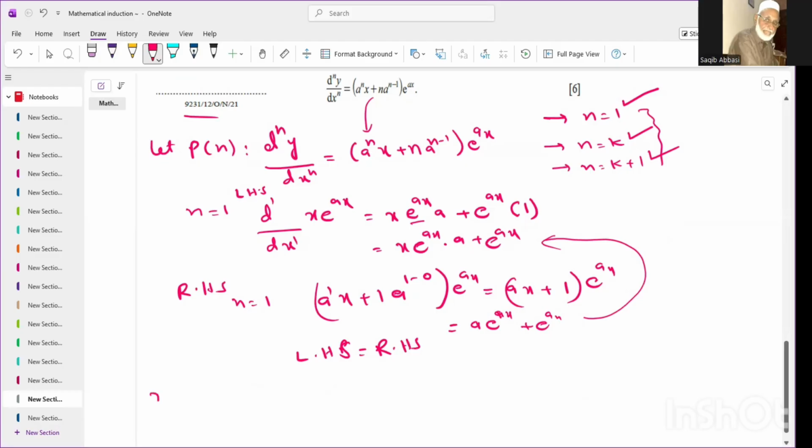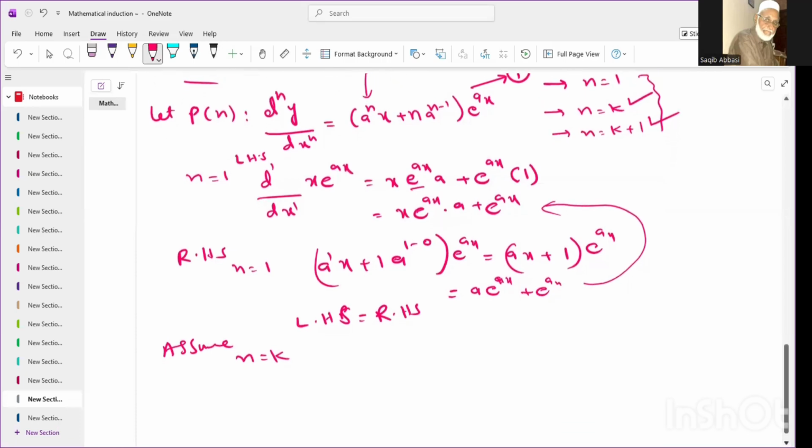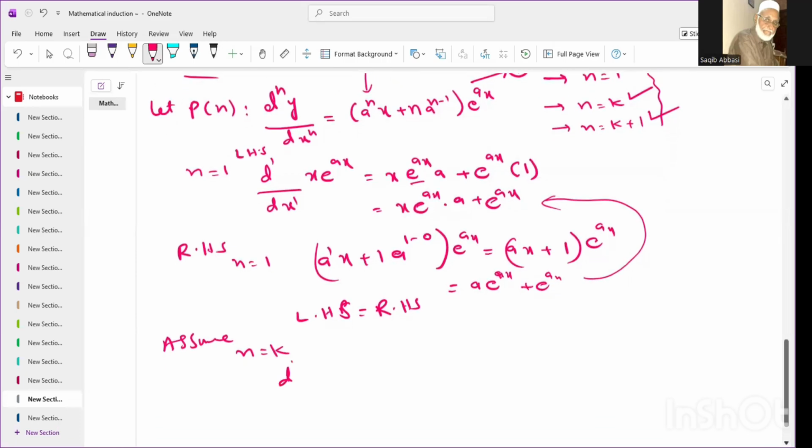Now we assume that n equal to k. We put n equal to k. This is our equation 1. So how to deal with this one? d^k y over dx^k equals (a^k x plus k a^(k-1)) e power ax. Okay.